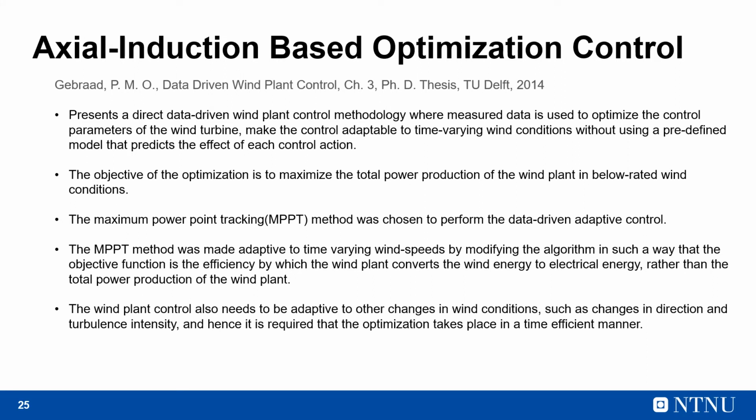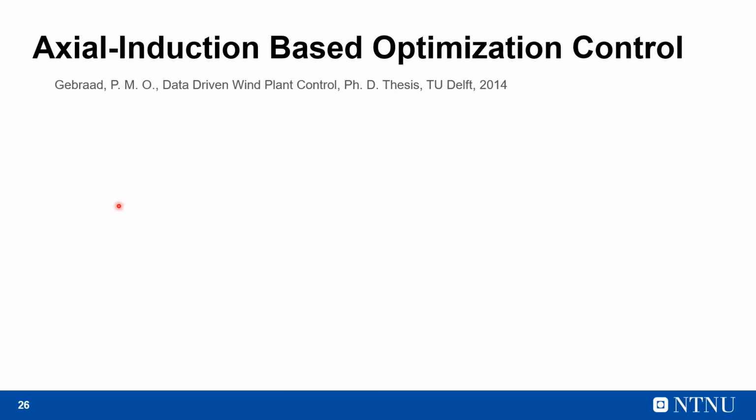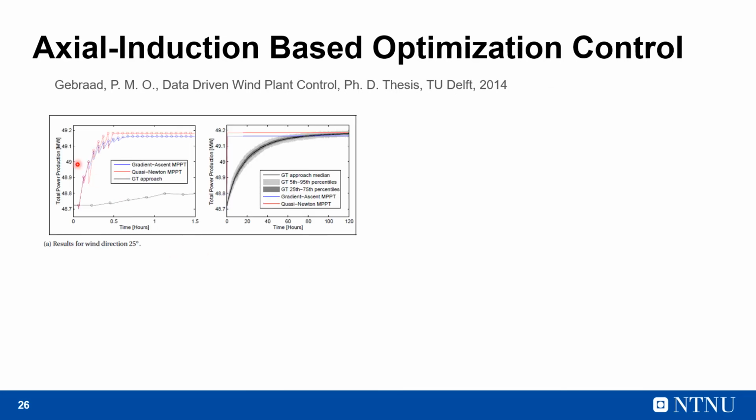The wind plant control also needs to be adaptive to other changes in wind conditions, such as changes in direction and turbulence intensity, and hence it is required that the optimization takes place in a time efficient manner. To this end, gradient based techniques are used to perform the optimization, and the algorithm is designed using a distributed architecture in which the control parameters of the wind turbine are adapted based on information from the nearest downwind wind turbine. Let's look at some of the results from Gebrard.